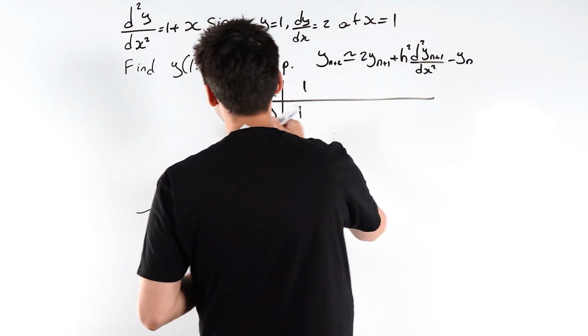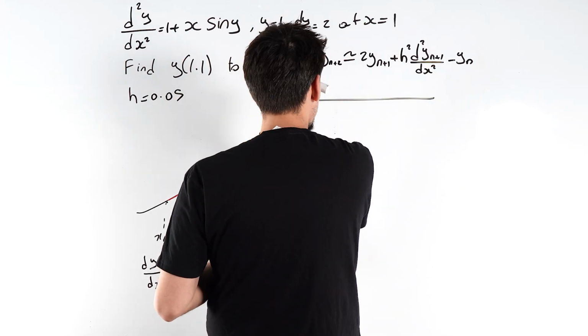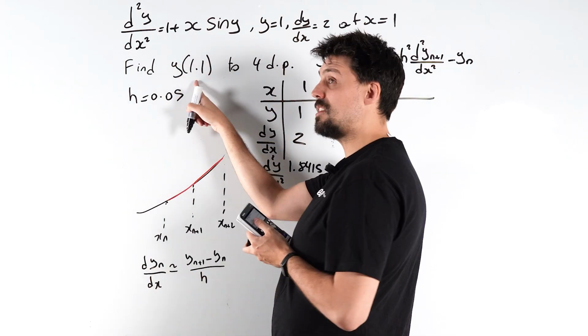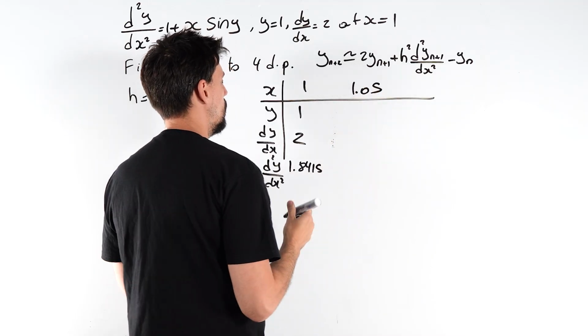Now we need to pick a value of h. The original question did suggest taking h as 0.05, because then we're only doing a couple of steps to get up to 1.1, so 1.05.